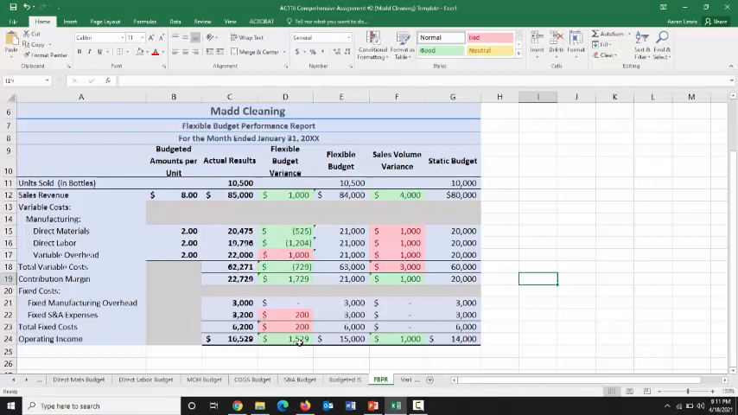So what you need to do now that you've determined your flex budget variance is break that down into what portion of that flex budget variance can be attributed to some kind of change in cost, and what portion of that flex budget variance can be attributed to some type of change in efficiency.